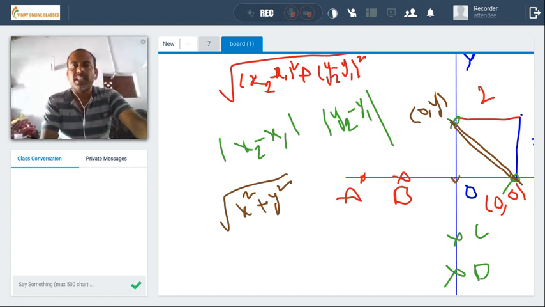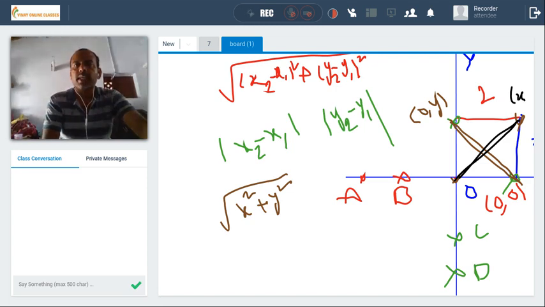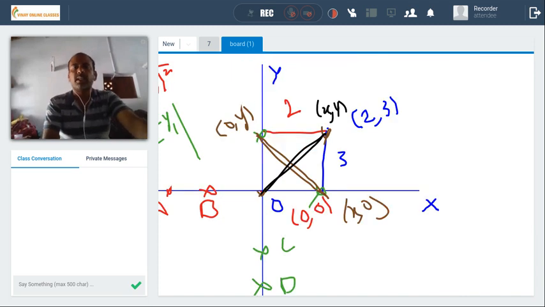Suppose one point is the origin and the second point is x comma y. In that case, how to find the distance between the 2 points? One point is the origin, that is, the origin coordinates are 0 comma 0. The second point I take as, suppose, 2 comma 3. So the second point I take as x comma y. I want to find the distance between these 2 points.